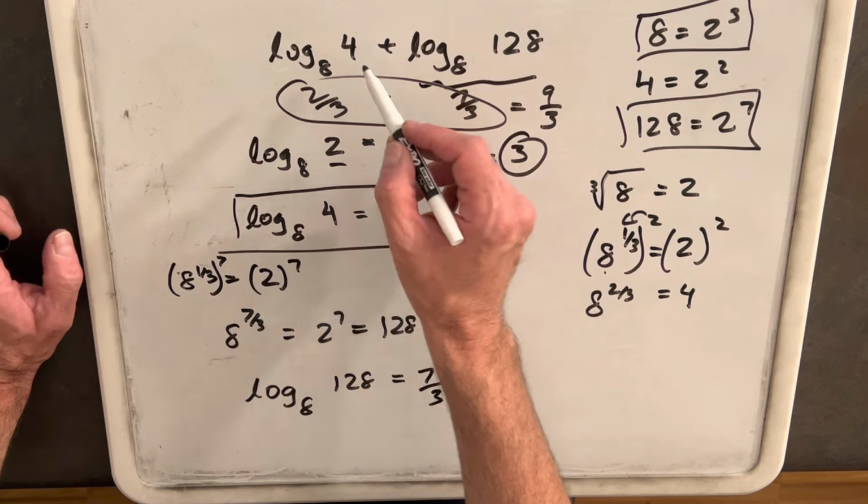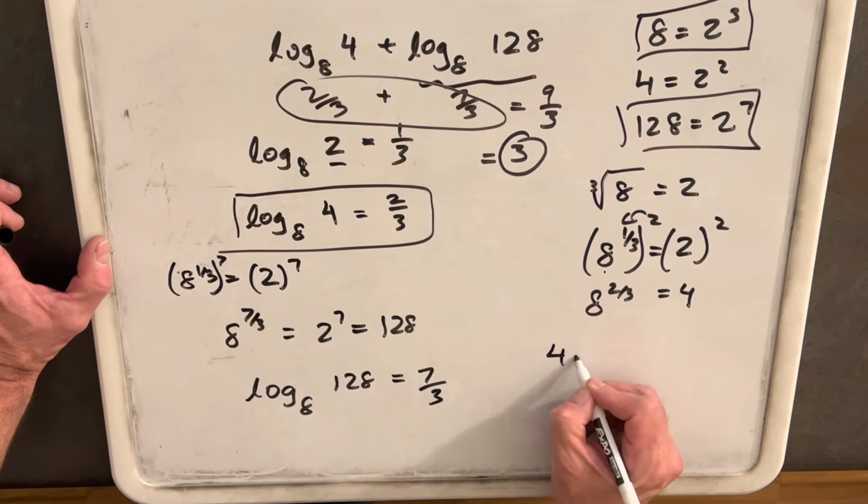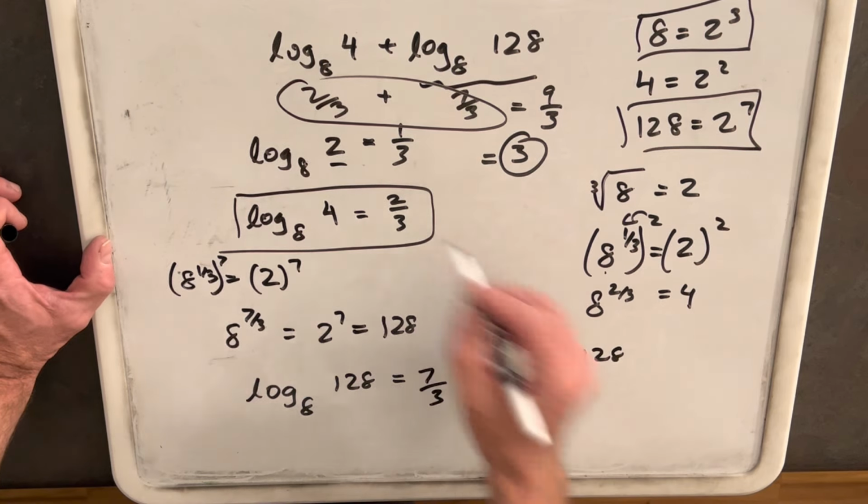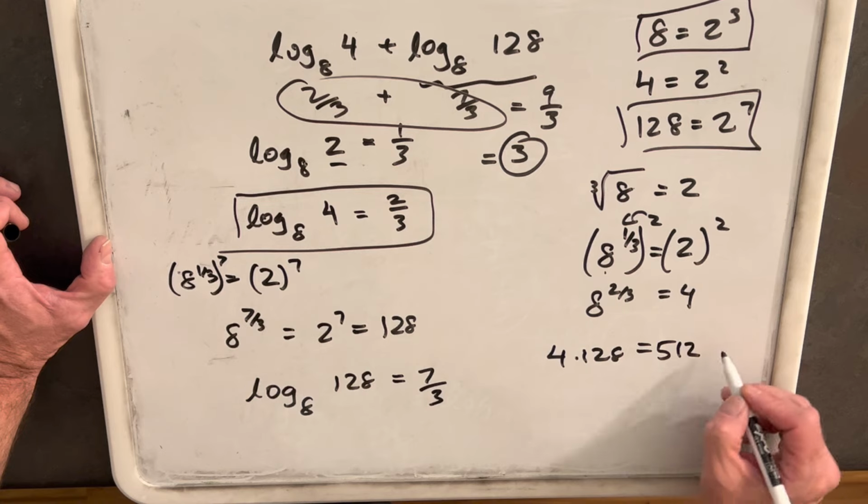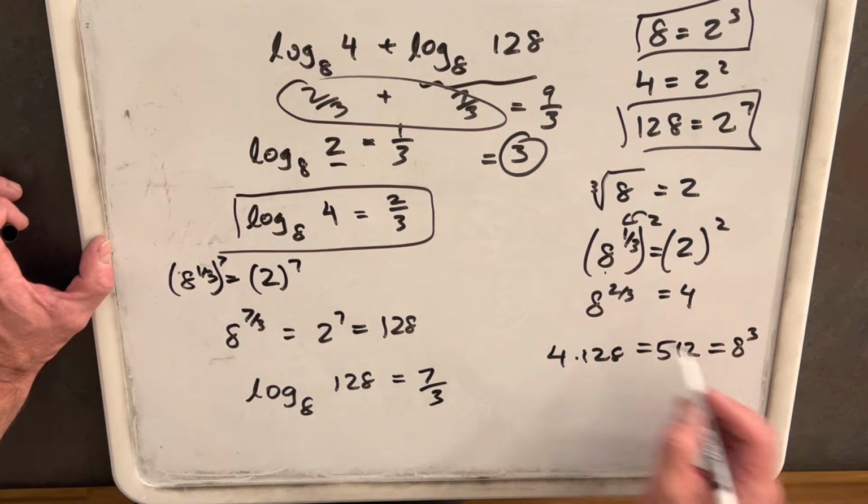And if we did it the other way and multiplied 4 times 128, that's 512, and that's 8 cubed, which is going to be 3.